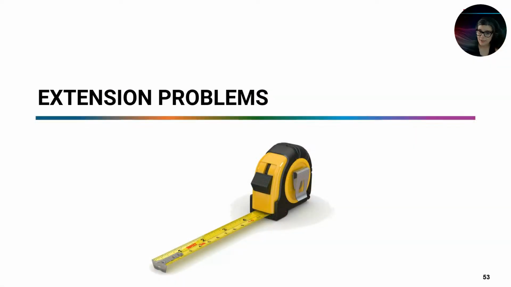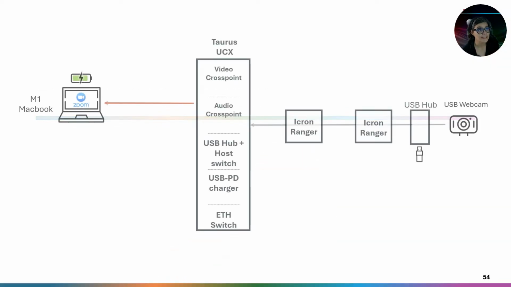All right. So let's talk about extension problems and how the Taurus can help you with that. Let's take a look at what a typical room might look like. When we're talking about extension problems, usually what starts happening is we run up against that 7-tier barrier, because you start putting in different extenders. So let's take a look at this example.